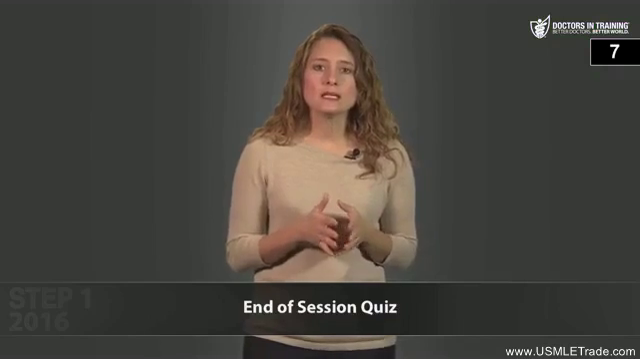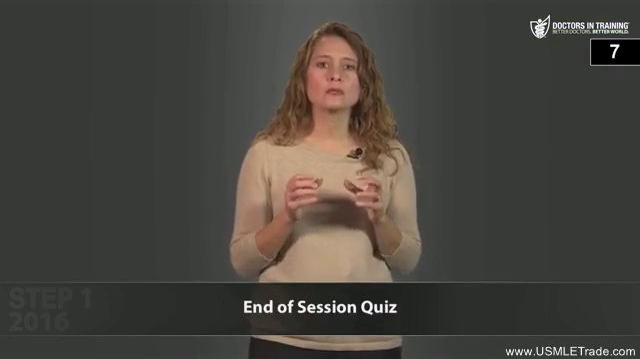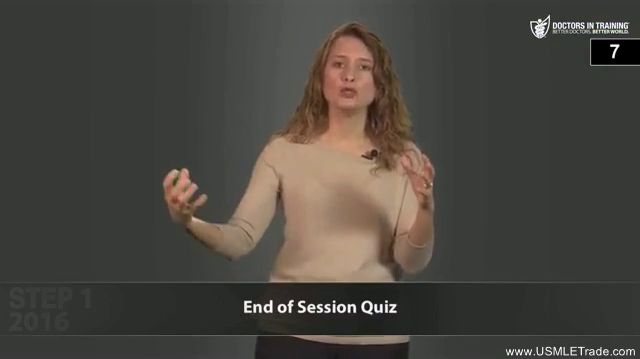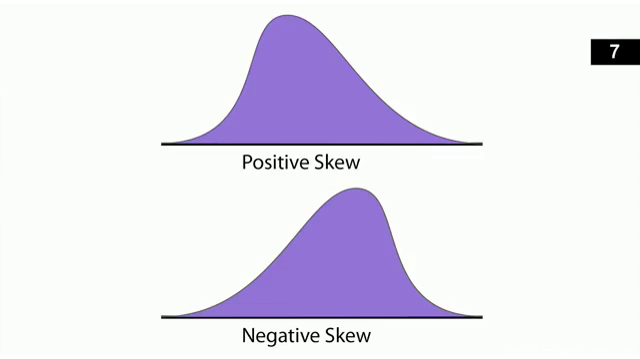Next, what does it mean to say that a statistical distribution has a positive skew? Well, a positive skew means that instead of a normal Gaussian distribution, the curve is shifted to the left with a tail to the right, so that the mean is greater than the median, which is greater than the mode.